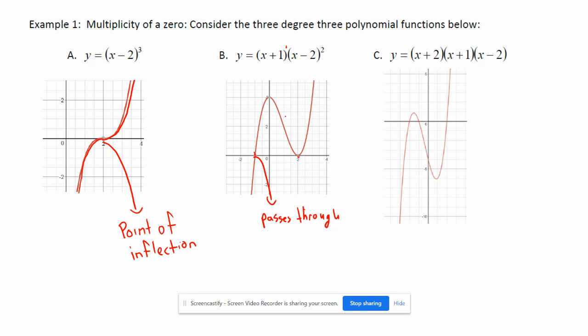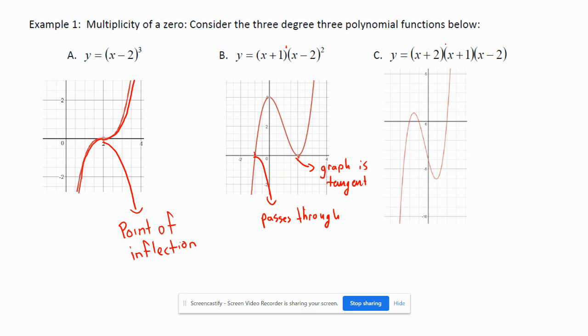Now, for this 0, the graph comes down. It touches the x-axis at x equals 2, but then it bounces back up. So for here, we say that the graph is tangent to the x-axis, okay? Now, what you notice here is that if the multiplicity was 3, we have a point of inflection. If the multiplicity is 1, it passes straight through the graph. When the multiplicity is 2, the graph is tangent, okay?